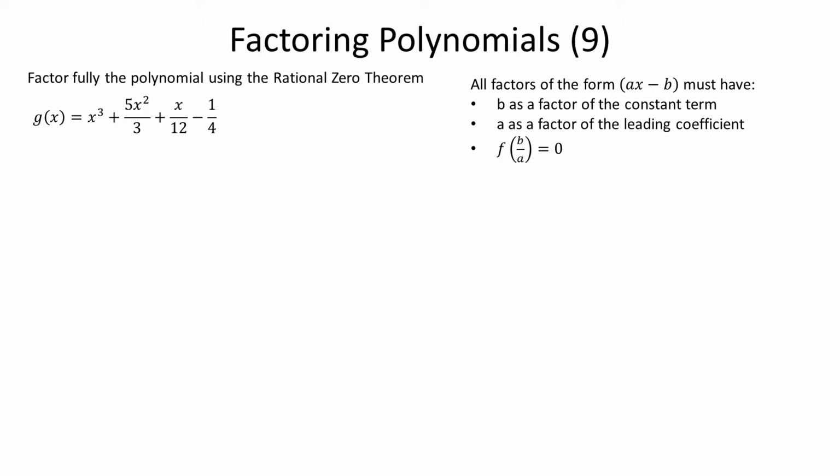to find zeros using the rational zero theorem. So here we have our equation: g of x is equal to x cubed plus 5x squared over 3 plus x over 12 minus 1 quarter, and we're being asked to fully factor it.